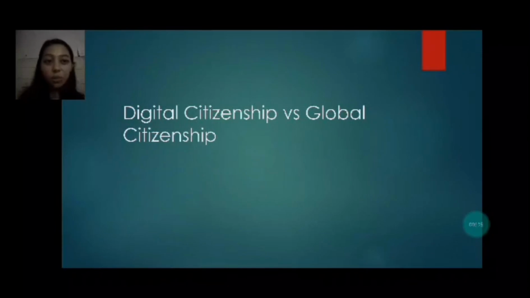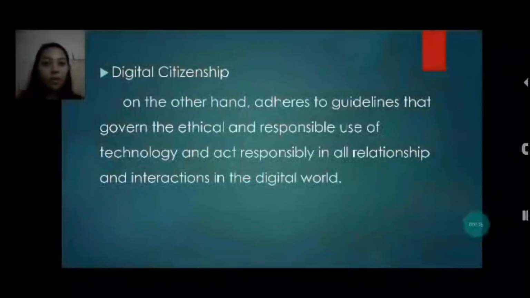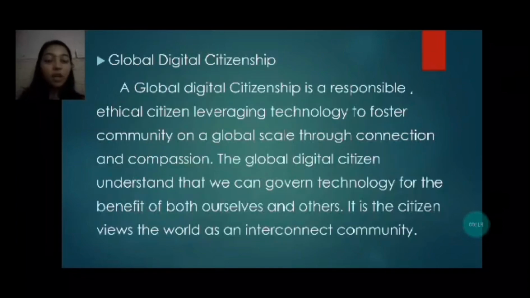Digital citizenship versus global citizenship. Digital citizenship, on the other hand, adheres to guidelines that govern the ethical and responsible use of technology and acts responsibly in all relationships and interactions in the digital world.